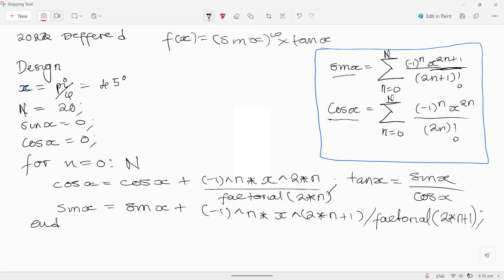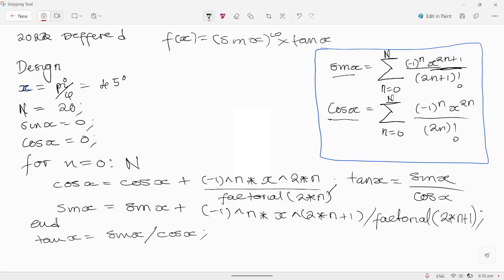Then to get tan x, outside the for loop, we say tan x is equal to sine x divided by cos x. Okay.